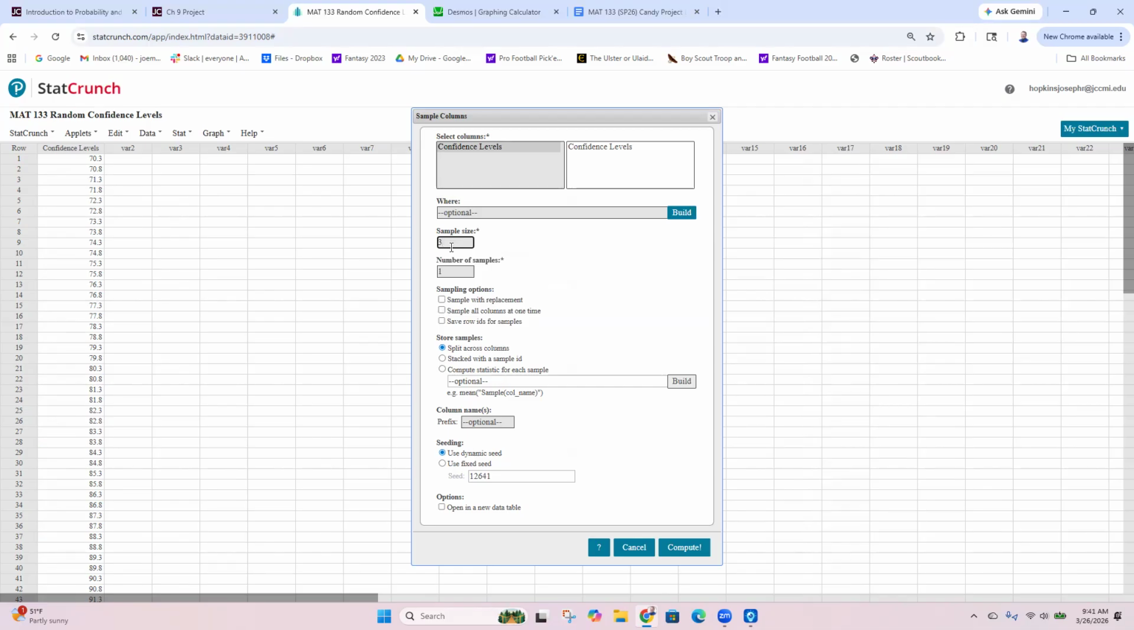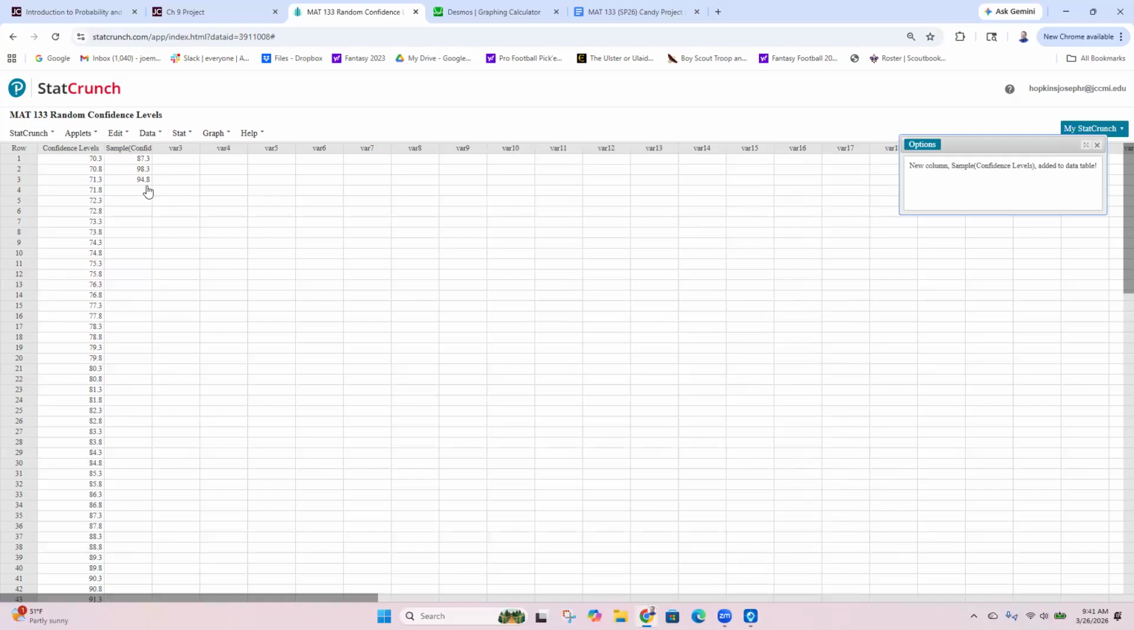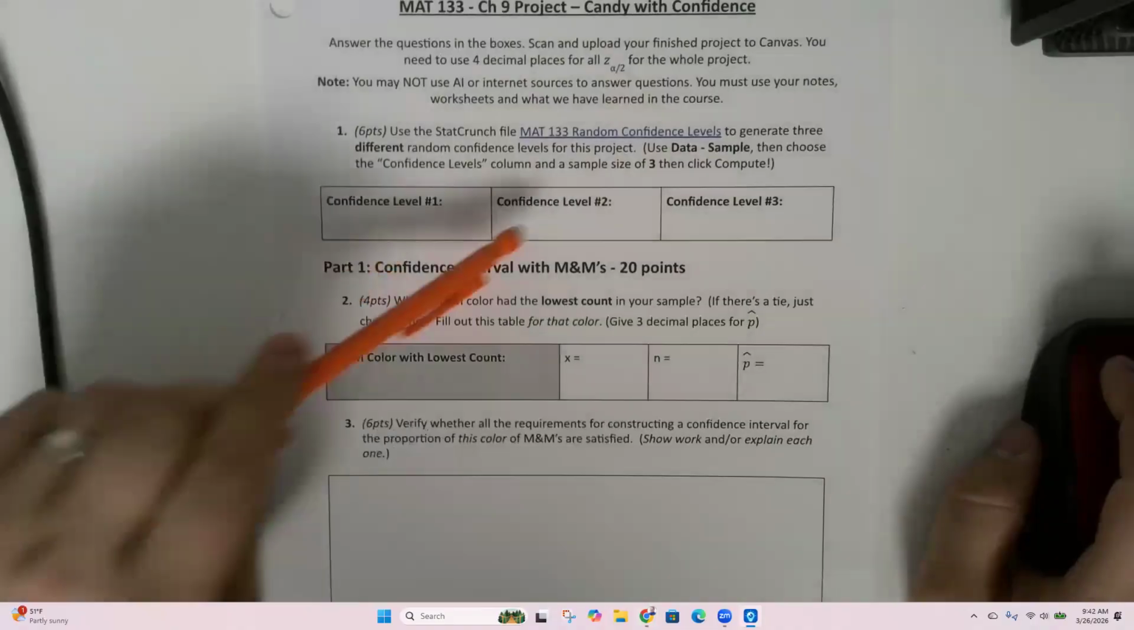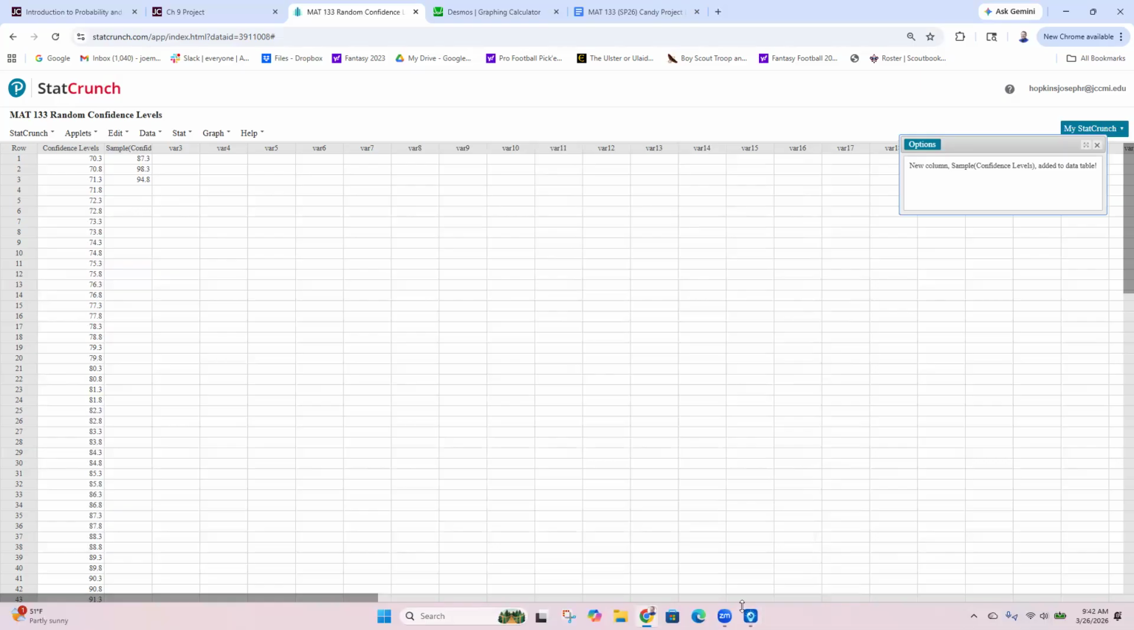So this is not the sample size for our M&Ms or the sample size for our project. Basically, all we're doing here is I want StatCrunch to select three of these numbers at random. Okay. That's what's happening here. So I did Data, Sample, selected confidence levels, sample size of three, hit Compute, and it's going to give you three of those numbers at random. Okay. So you're going to write those on these three spots here. And your numbers will be different from mine because it was selected randomly.